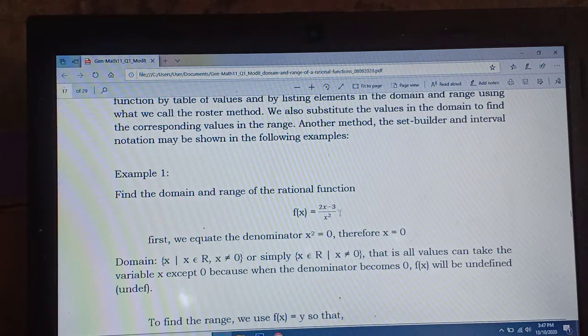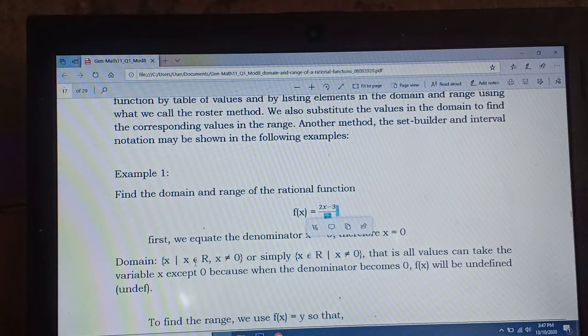And where do we get this restriction? That is in the denominator. So we equate the denominator x squared to 0, or let's think what makes x squared 0. 1 squared is 1, 2 squared is 4, 3 squared is 9, and so on. The only number that can make this denominator 0 is 0.